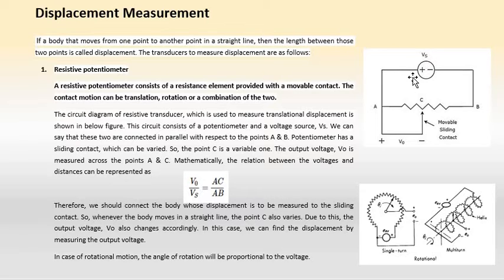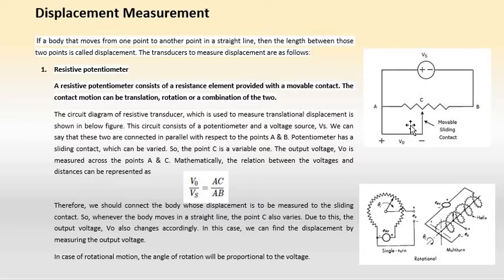You can see a voltage source Vs over here, which is connected across A and B in parallel with the potentiometer. The output voltage V0 is measured across the points A and C. This arrow mark is our movable handle or sliding contact. When this movable contact varies from A to B, the point C also varies from A to B. Depending upon that, the voltage across A and C also varies, that is, the output voltage varies.